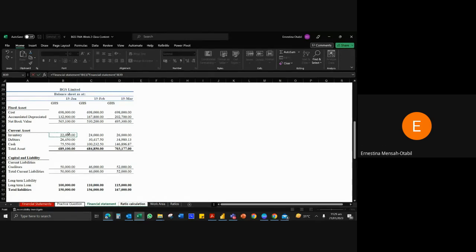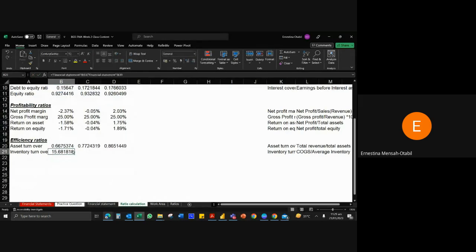Okay, so we hit enter, and we are seeing that it's higher. It means that the company is very efficient when it's selling its inventory, and is also efficient in replacing its inventory very quickly, because we are seeing that it is more than one and it's very high. So that is inventory turnover.